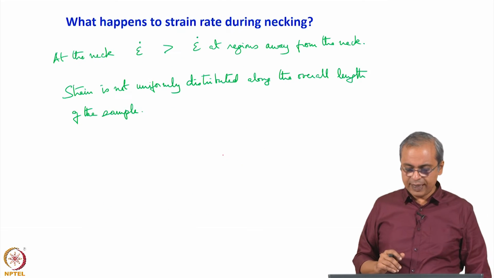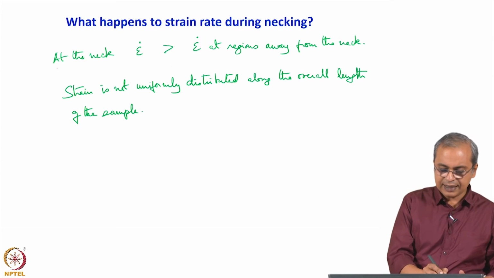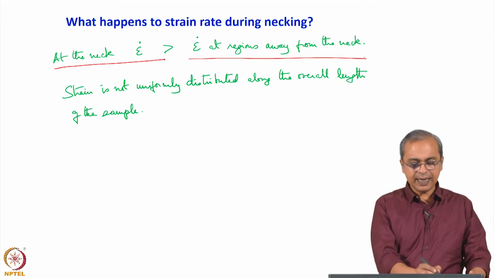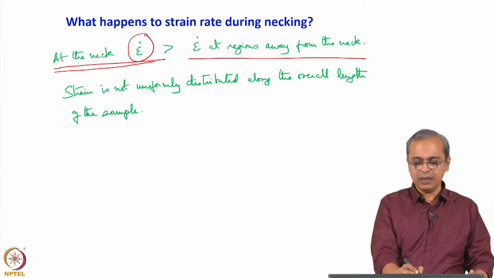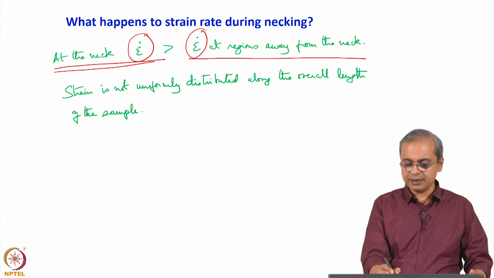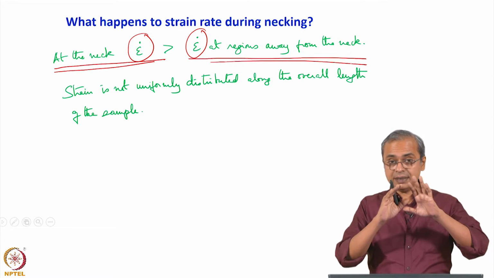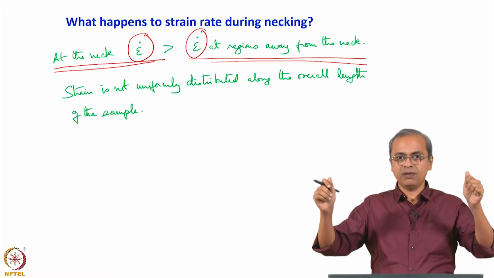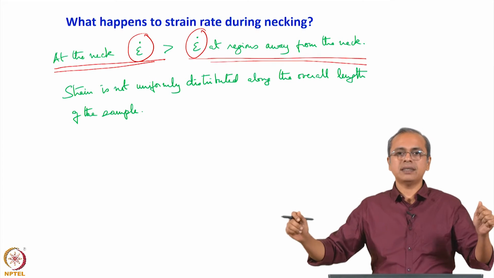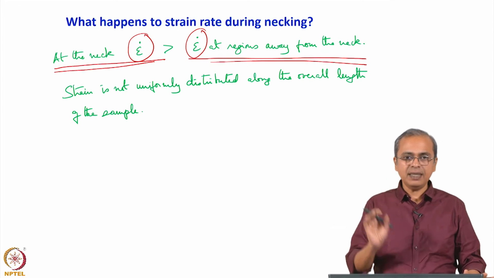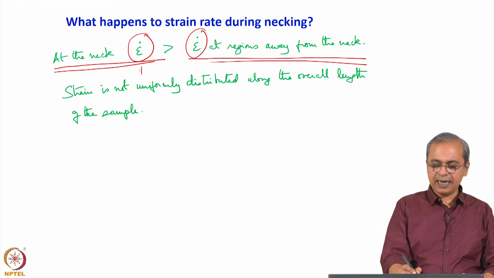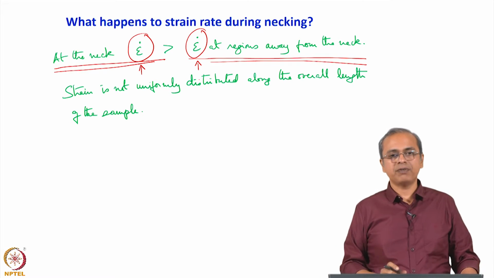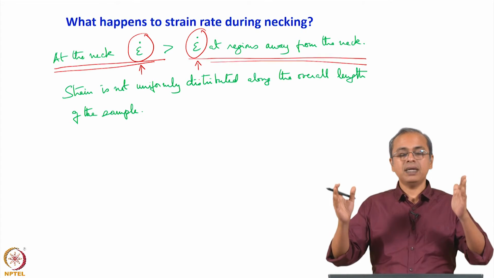So, to understand that, let us go back to this idea that we just saw, that at the neck the strain rate is higher than at regions away from the neck. Okay. So, at the neck the strain rate epsilon dot is higher than the strain rate at regions away from the neck for the same sample. You are testing that sample, and you have done elastic deformation, you have started plastic deformation, and as you are doing plastic deformation, at some point the neck has formed. And when that neck forms, we see that the strain rate at the neck is higher than the strain rate in the same sample at regions away from the neck, during the exact same test at that same instant of time.